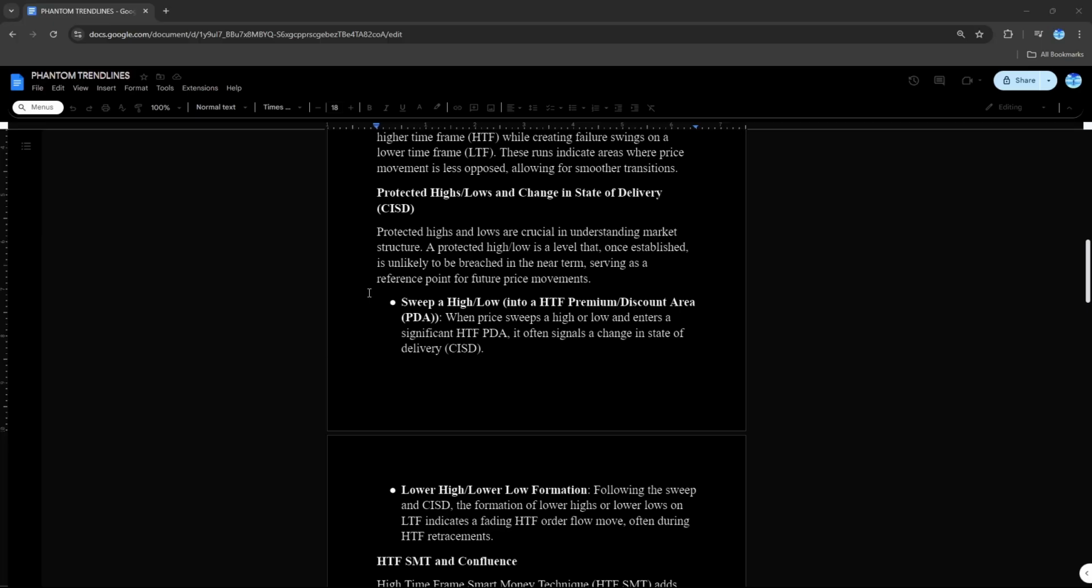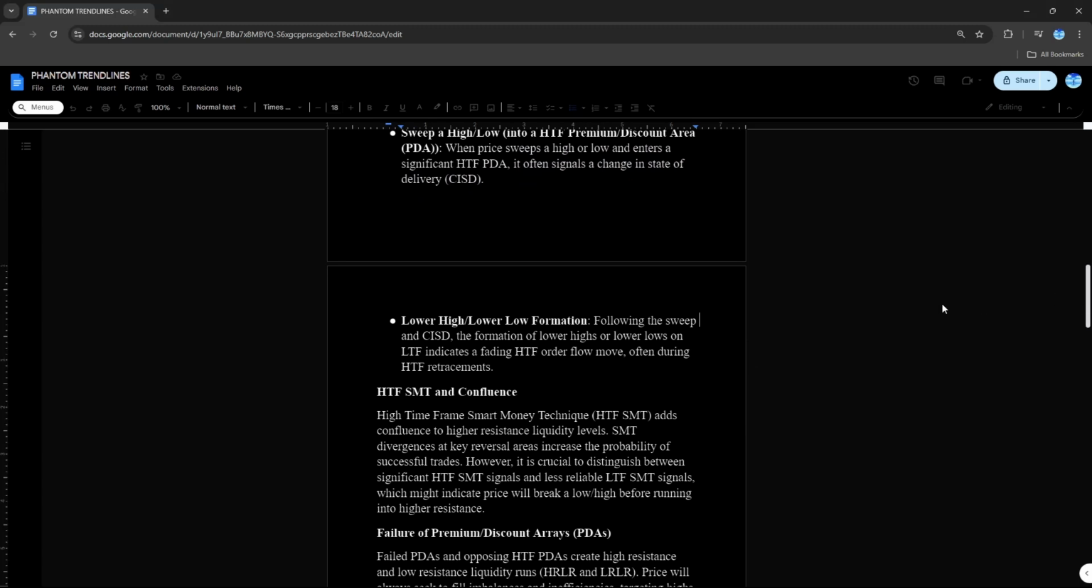These protected highs and lows are crucial for market structure, and we see them after a sweep of a higher low into a high time frame premium or discount array. When price sweeps a higher low and enters a significant high time frame PD array, it often signals that we can have a reversal, and then we would like to see it signaled with a CSID in the opposite direction. Following the sweep and the CSID, the formation of lower highs or lower lows on the low time frame indicates fading the high time frame order flow, and that happens during high time frame retracements.